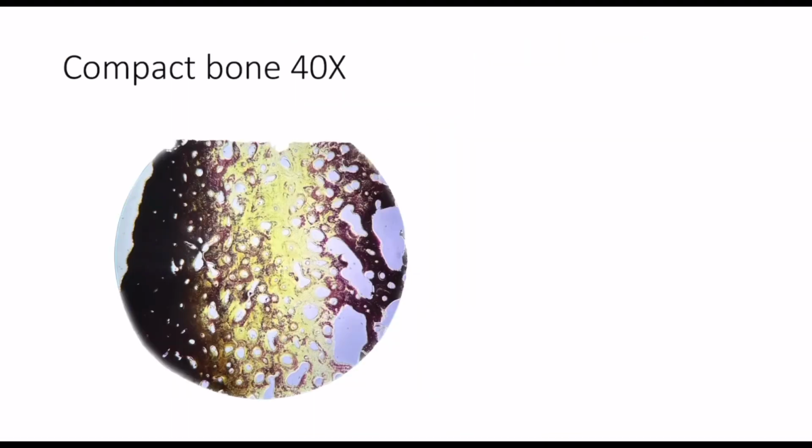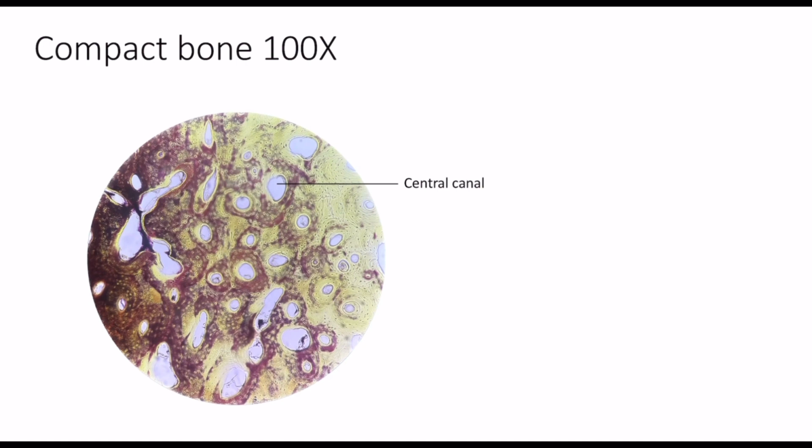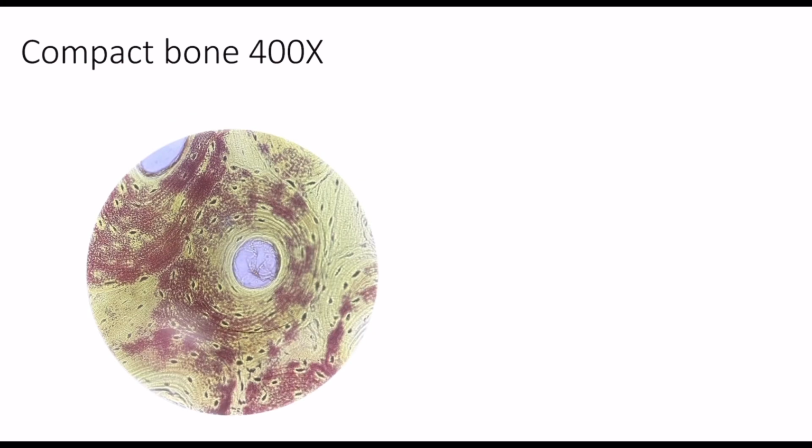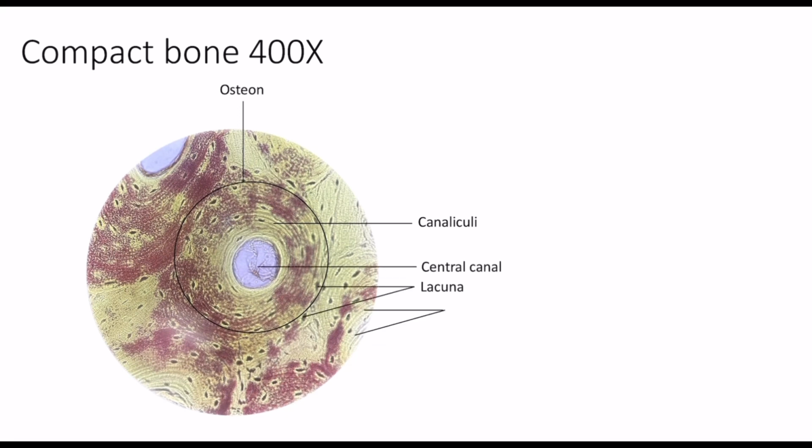In the slide of compact bone at 40 times, the central canal that is located at the middle of the osteon can be seen. At 100 times, the osteon or Haversian system, which is the basic unit of the skeletal bones, can be seen. The central canal contains the blood vessels that supply the osteon. At 400 times, the osteon can be clearly seen, which consists of the channels called canaliculi, central canal, lacunae, which encase the osteocytes, and also the matrix layers called lamellae.